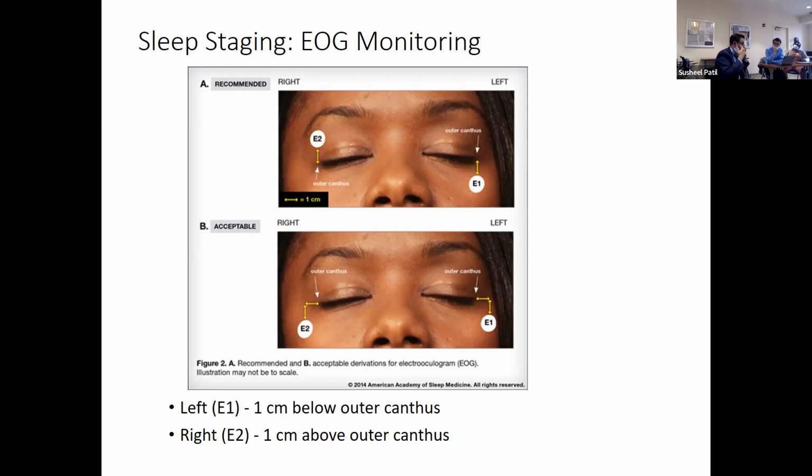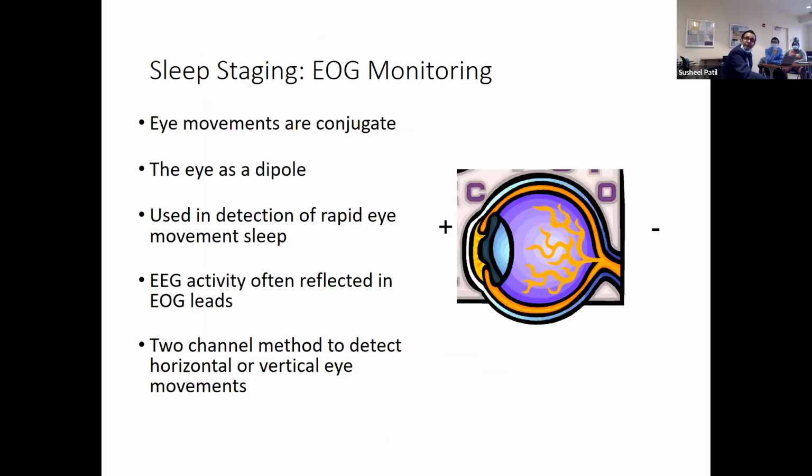In the bottom derivation, this is 1 centimeter lateral and then 1 centimeter down in both cases. Each derivation has its advantages and disadvantages. It really depends on what kinds of eye movements you're looking for. So why do we do this?